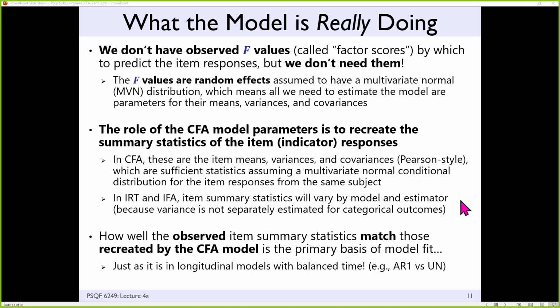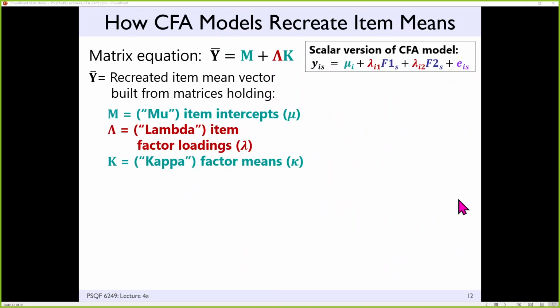So let me show you how the pattern gets made. And to do that, I've got to introduce a little bit more notation. So first off, means. That's the first thing that needs to be recreated. If our model is right, then it should be able to recreate each of the item means. How it does that is right here. So I have a vector of item means that is built from the vector of intercepts, one for each item, the loadings, and the factor means.